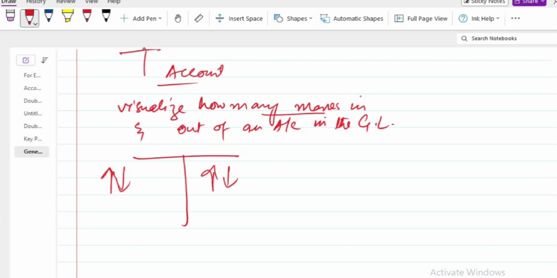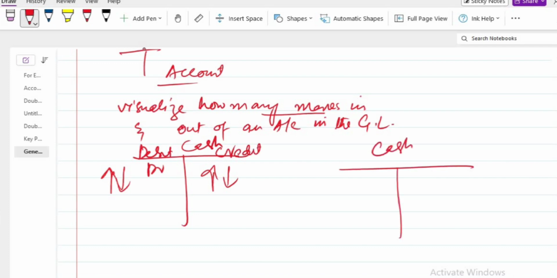Now this is the structure of the T account. On the top line is the account name, let's say cash. On the left side, we have debit, denoted by DR, and on the right side, we have credit. So this is the basic structure. Let me write it here: cash is the name of the account, here you will have debit, and here you will have credit. Clear?